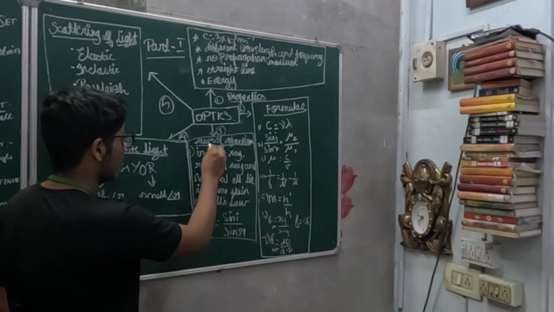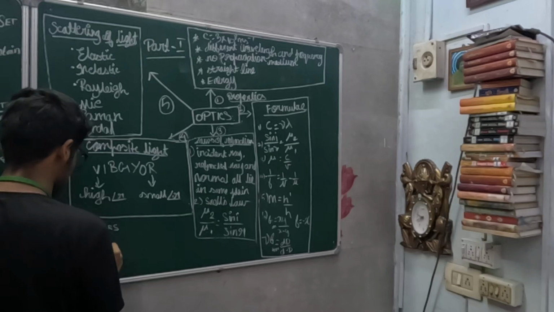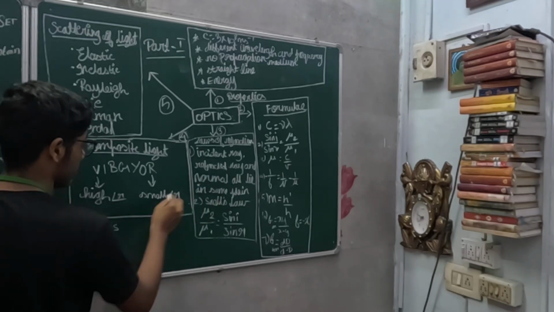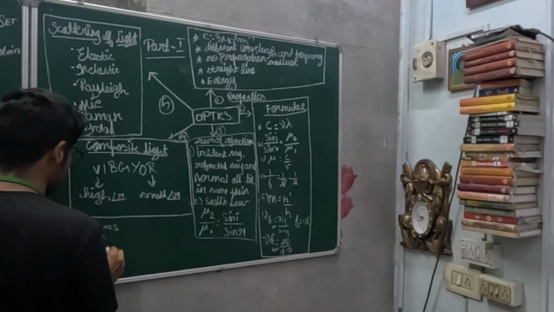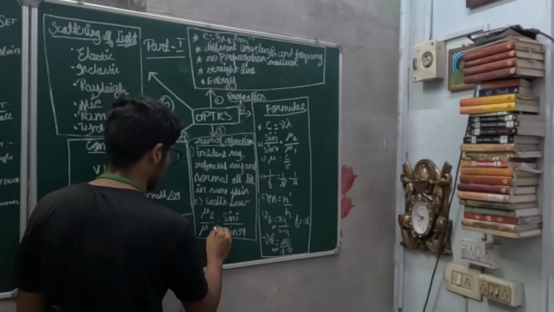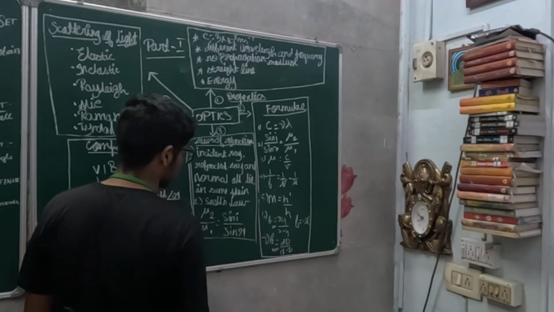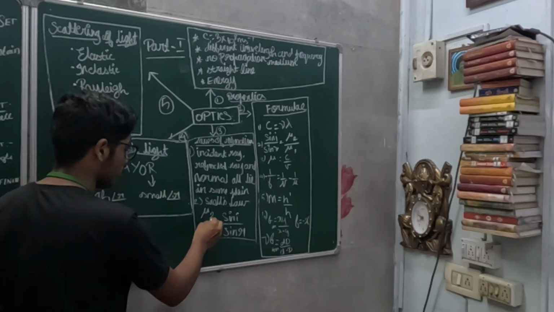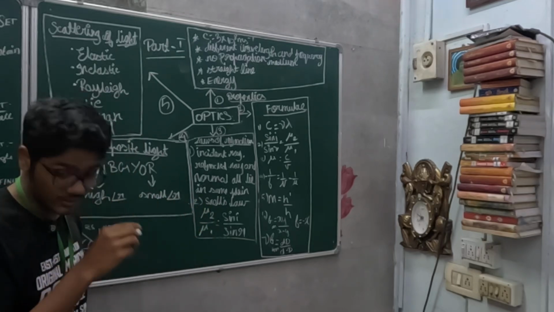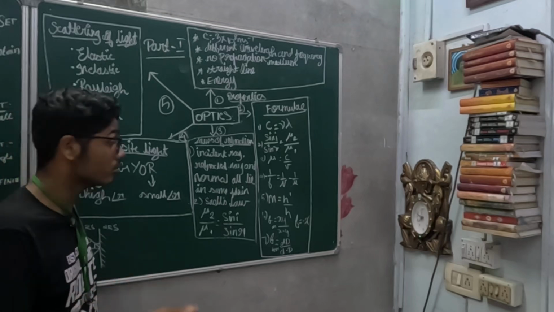Laws of refraction. The incident ray, refracted ray and normal all lie in the same plane. Snell's law: mu2 divided by mu1 equals sin of incidence divided by sin of refraction. Mu2 and mu1 are the refractive indices of the two media, indices in plural form.